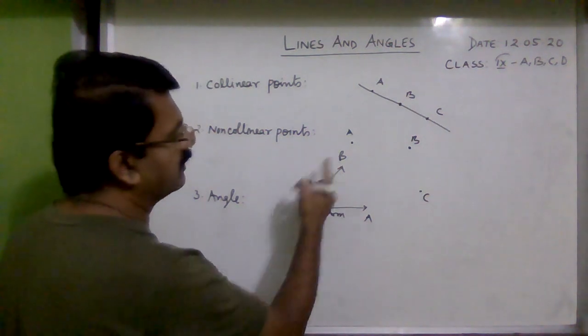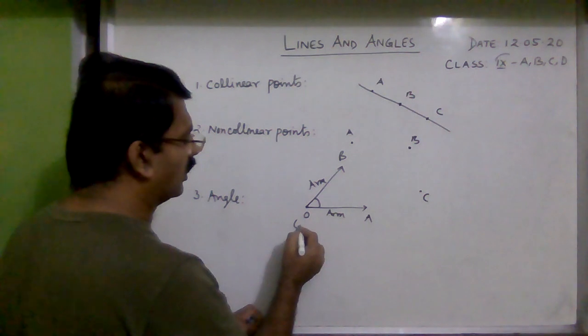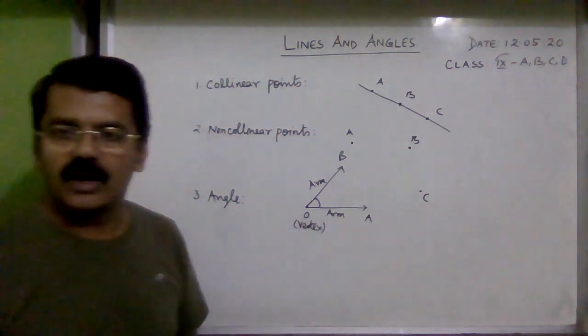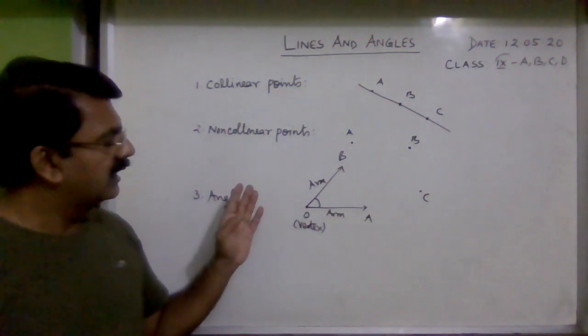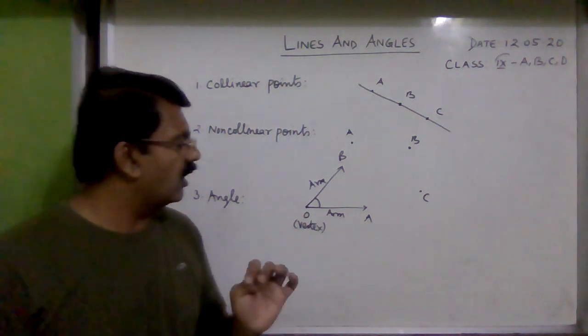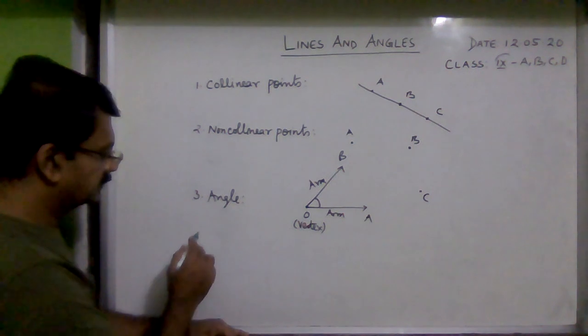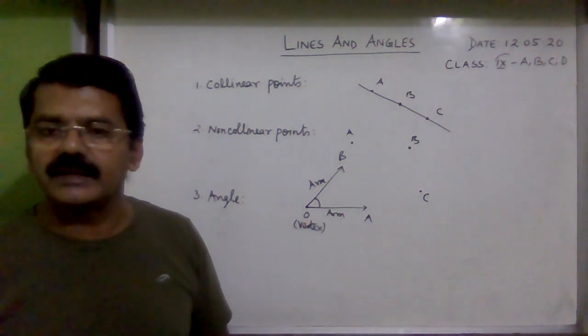Now, OA and OB are called the arms of the angle AOB, and this O is called the vertex of the angle AOB. OA and OB are called the arms of angle AOB, and O is called the vertex of the angle AOB. Clear? Now, there are various types of angles.